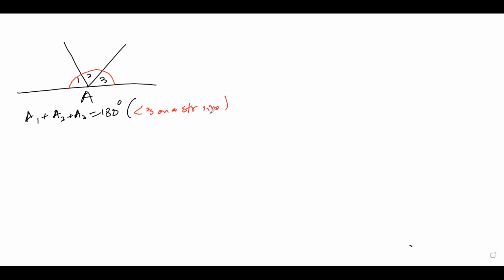That's the shortcut. And then we also have, if this is a point, angles around this point add up to 360. So if I have A1, 2, 3, 4, that means A1 plus A2 plus A3 plus A4 are supposed to give us 360 degrees.